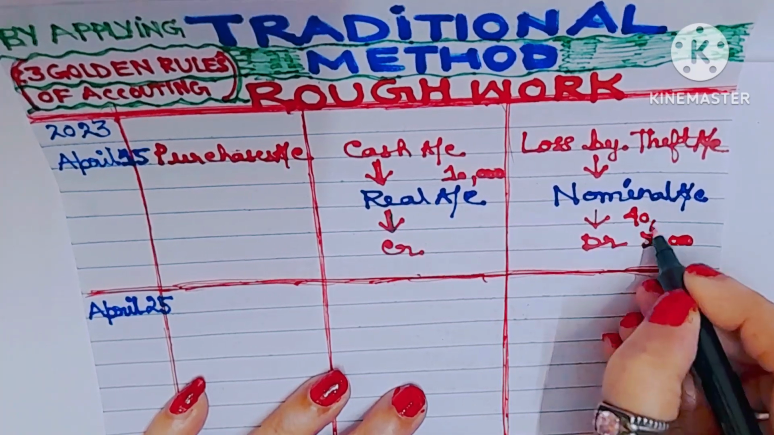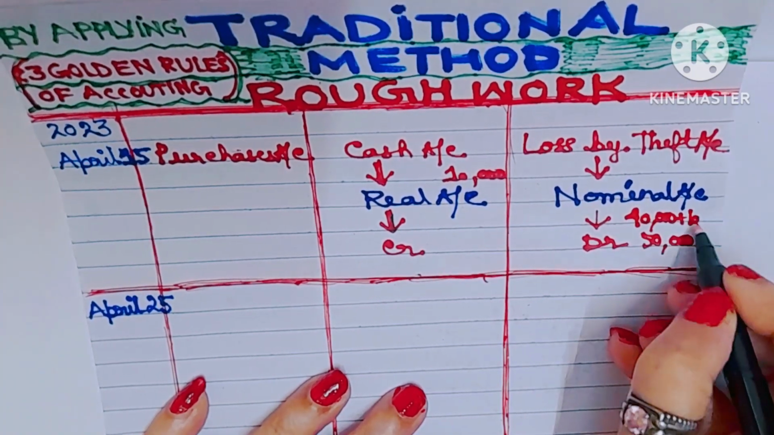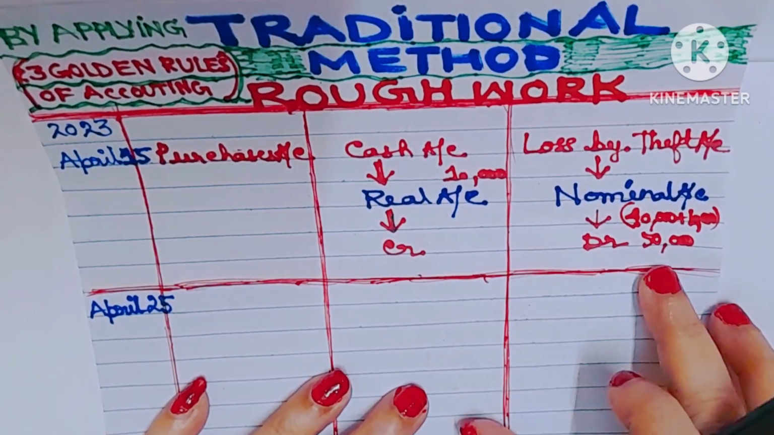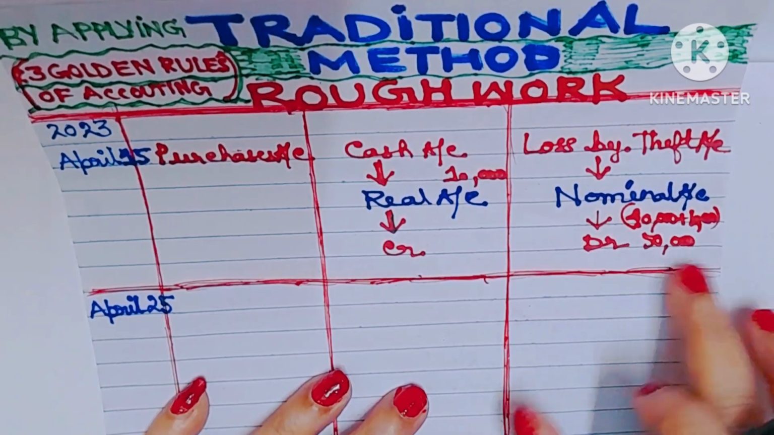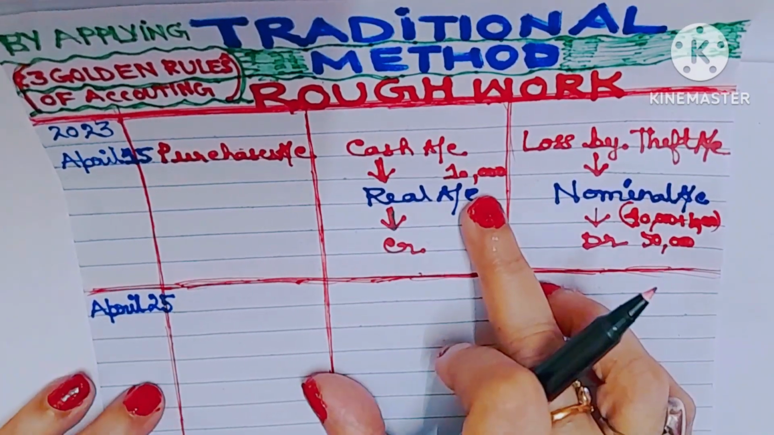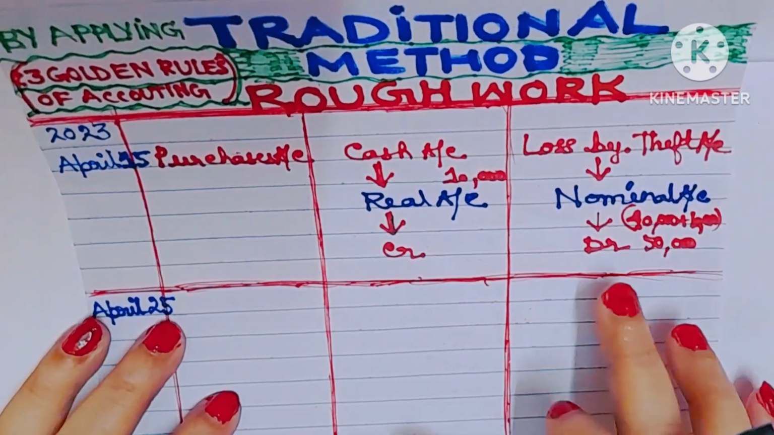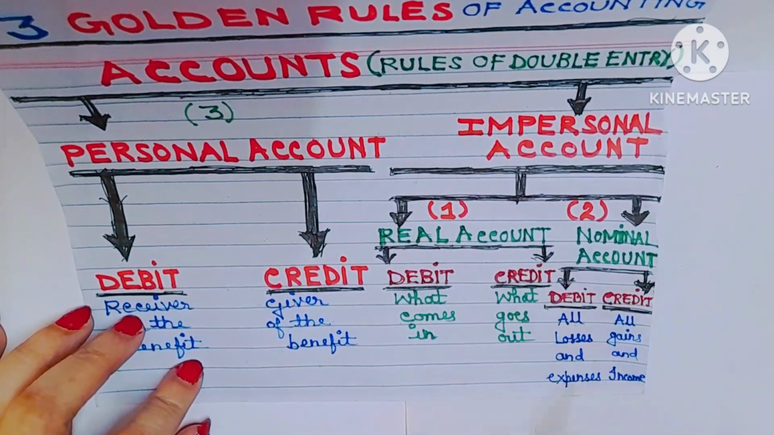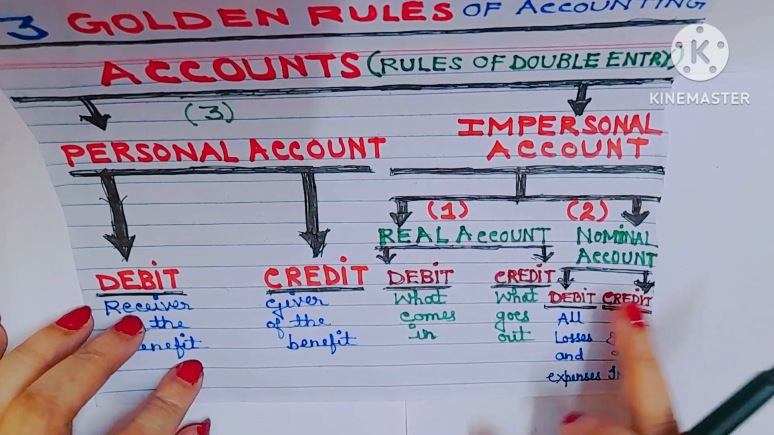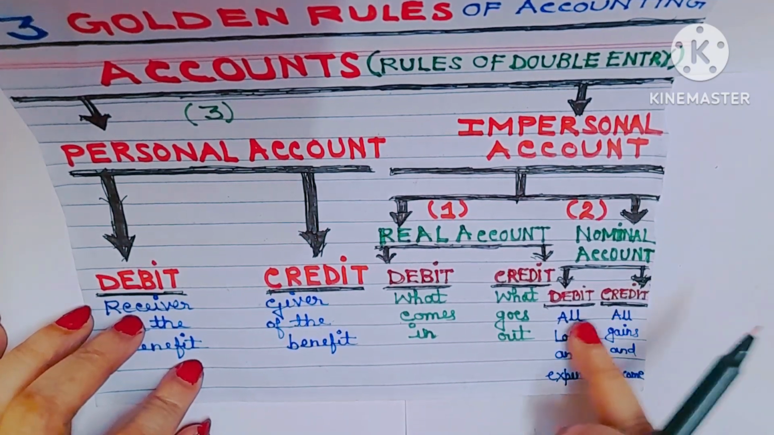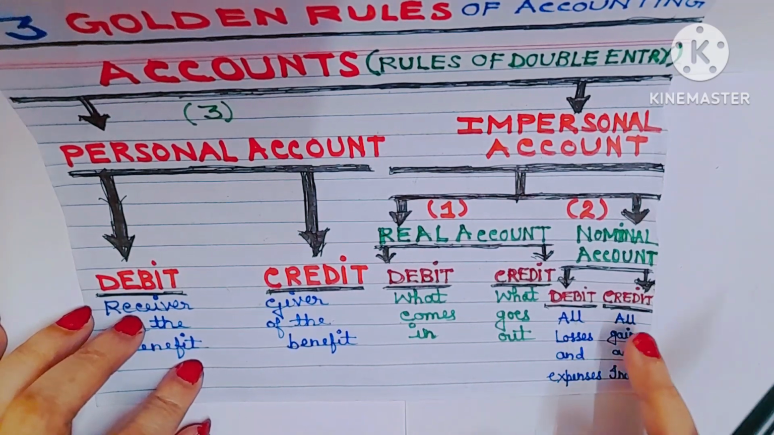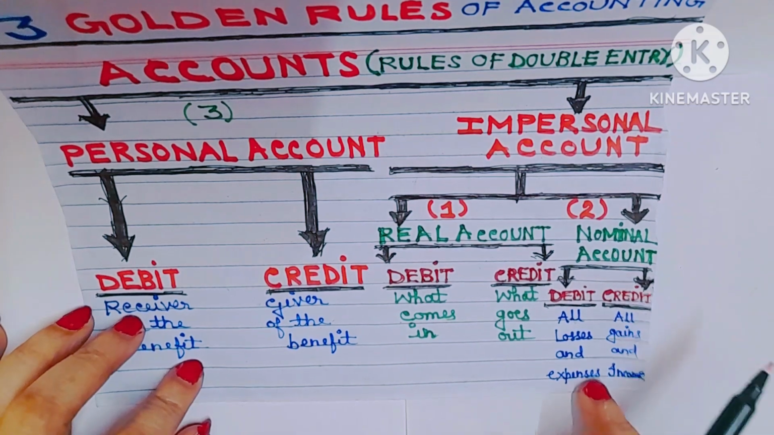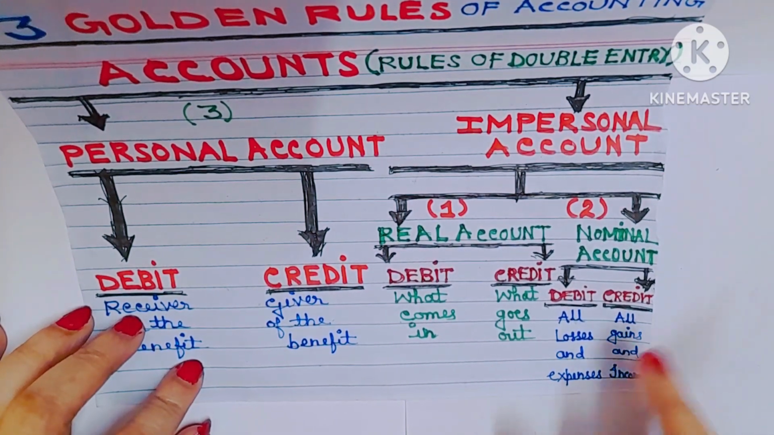Understood? Goods worth rupees 40,000 plus cash rupees 10,000, both were stolen by an employee. So the total loss by theft for the business will be rupees 50,000. Now let's see the traditional method chart. See, the three golden rules of accounting, or the traditional method. Loss by theft account comes under nominal account since it is a loss for the business. Debit all losses and expenses. So loss by theft account will be debit. That is what we have done.